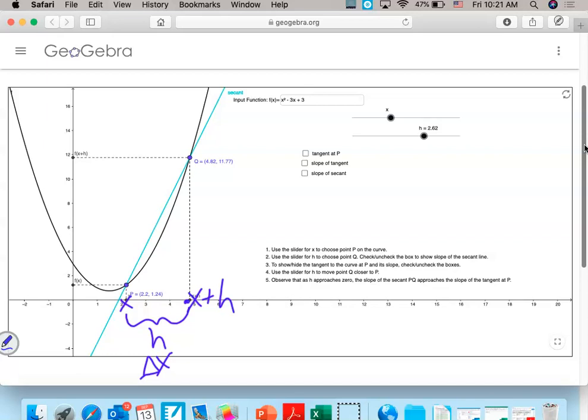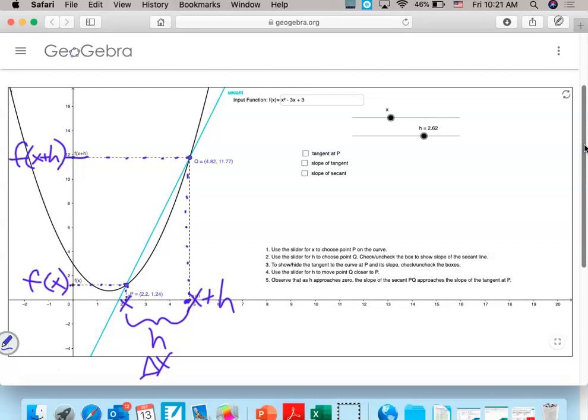Let's talk Y values now. So the Y value associated with this X value is f of X. The Y value associated with this X value would be f of X plus H, right? So if we were just doing old-fashioned slope, change in Y over change in X, change in Y would be f of X plus H minus f of X. Your change in X would be X plus H minus X. But X plus H minus X is just H.